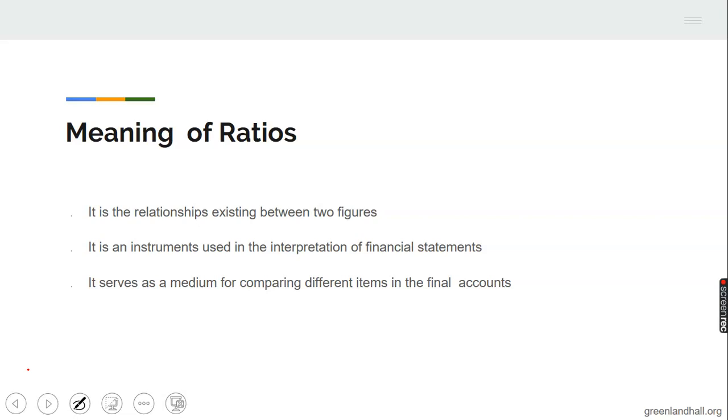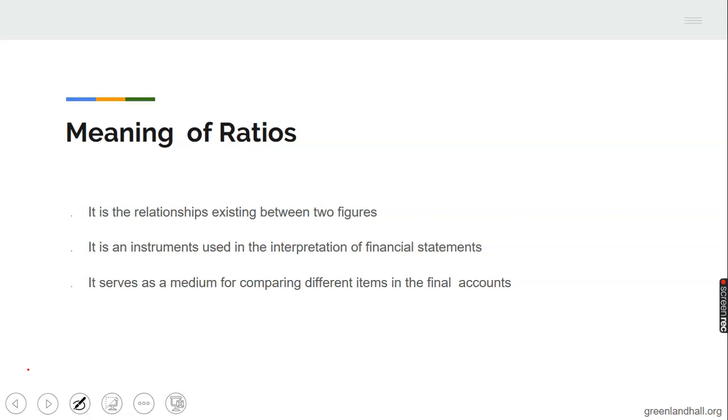It is an instrument used in the interpretation of financial statements. It serves as a medium for comparing different items in the final accounts. It helps in interpreting financial statements, for example, like the balance sheet, the trading profit and loss account, and so on and so forth. It serves as a medium of comparing different items in the final account.